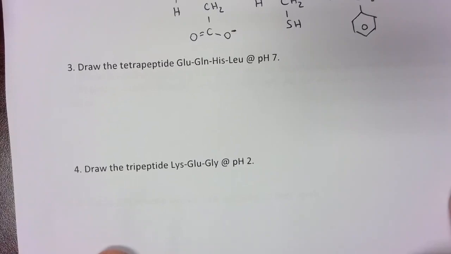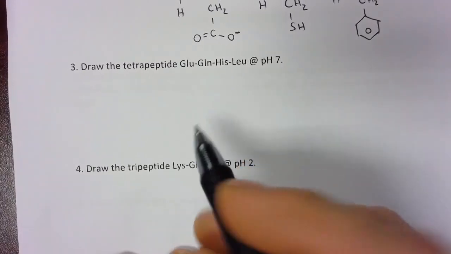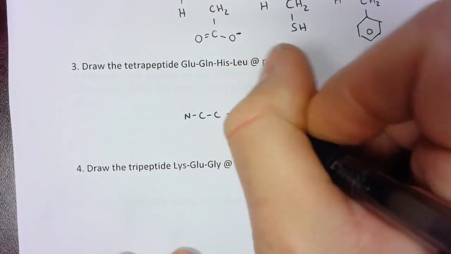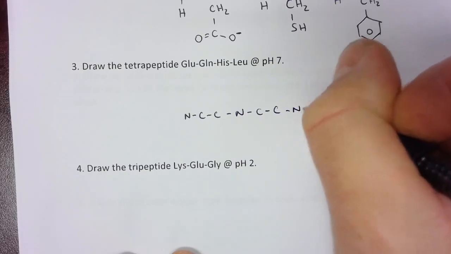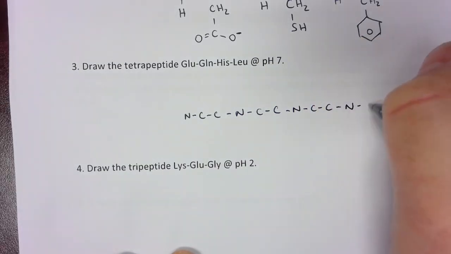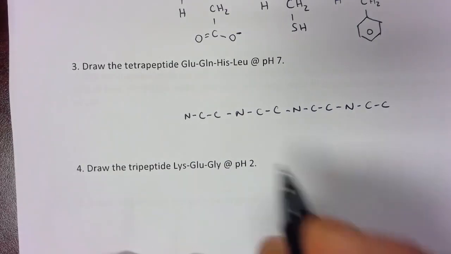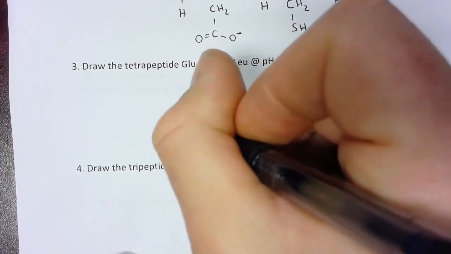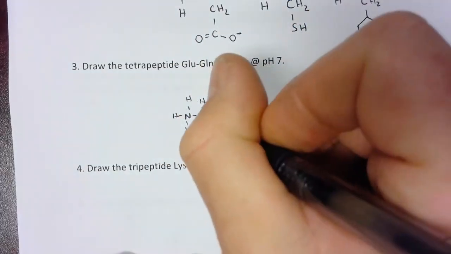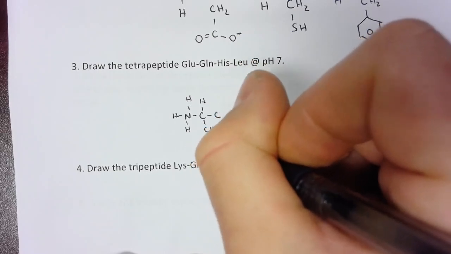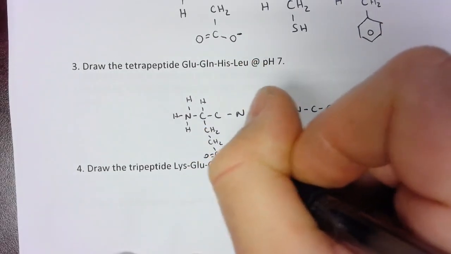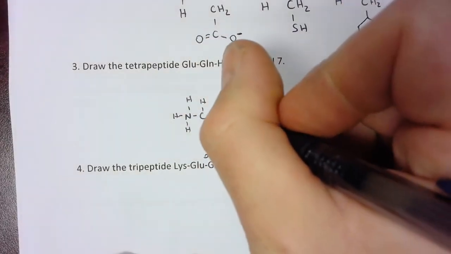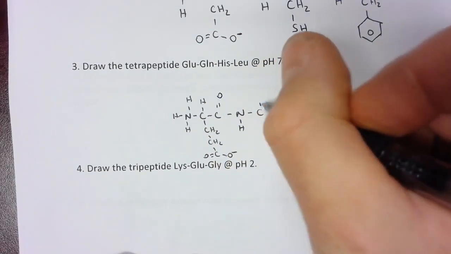Next one is a tetrapeptide. I probably didn't leave myself enough room here, so I'm going to write a little smaller. I'm going to begin the same way, NCC, NCC, NCC. And I'm going to start with the glutamic acid. So the next carbon is going to be the R group. There are 2 carbons, 2 CH2s, and then the carboxylate ion here for glutamic acid. Then the first peptide bond, and then glutamine.